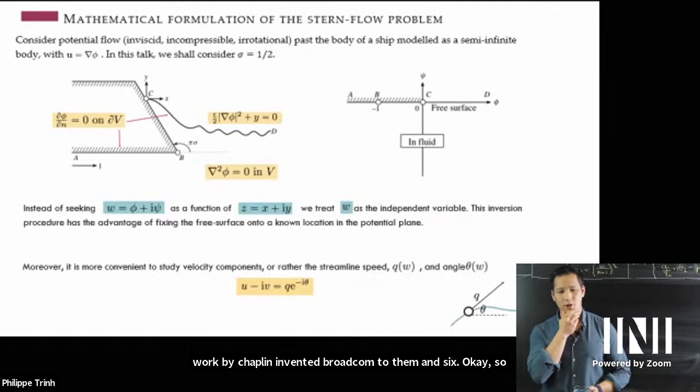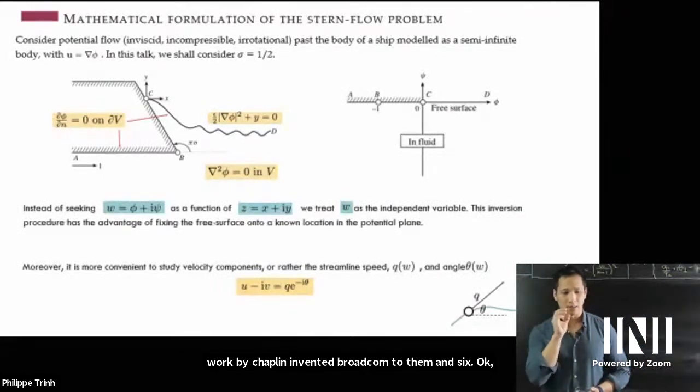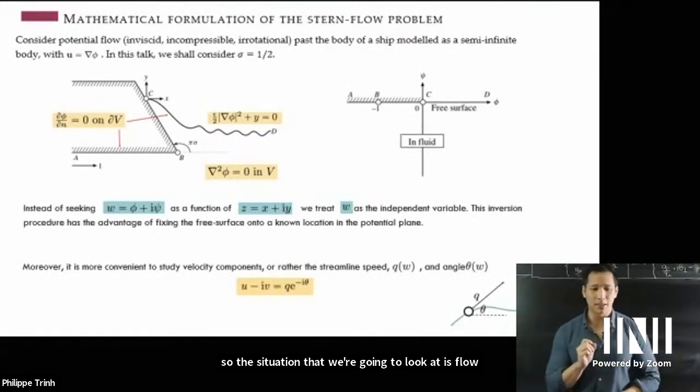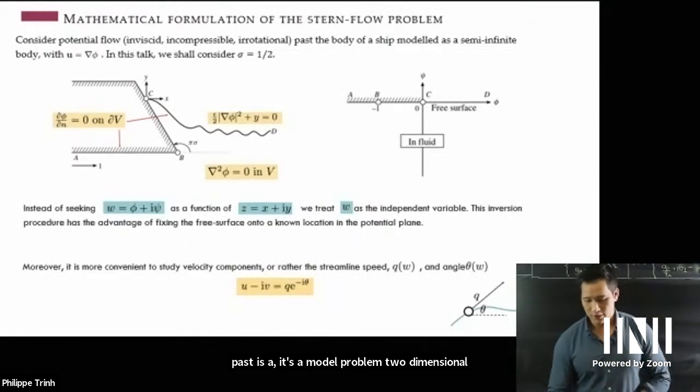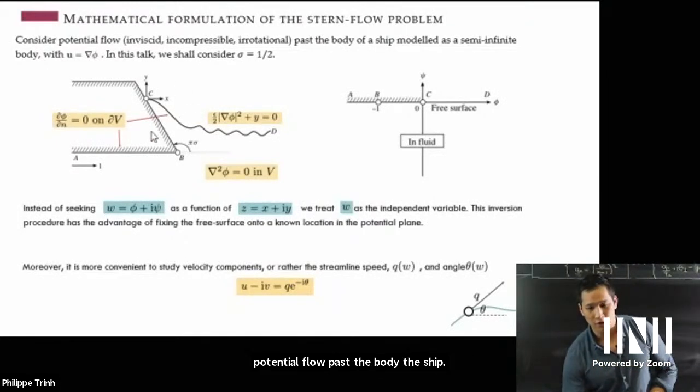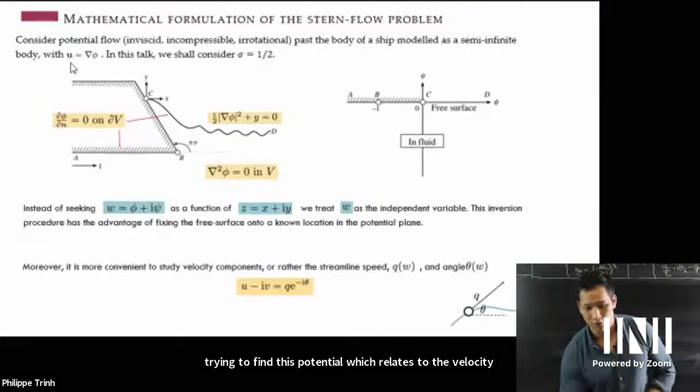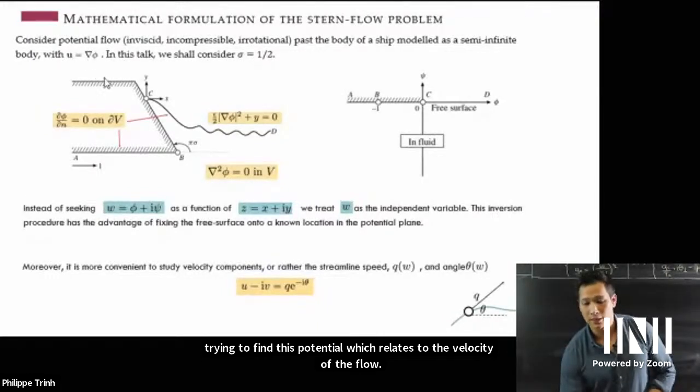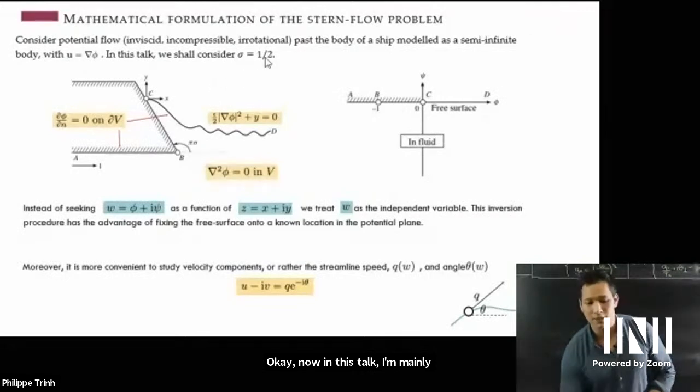Okay, so the situation that we're going to look at is a model problem, two-dimensional potential flow past the body of a ship. The figure on the left is the rear side of the ship, the stern, which you've modeled as a semi-infinite body. And you're interested in trying to find this potential, which relates to the velocity of the flow. Now in this talk, just for simplicity, I'm mainly going to be working with sigma equal to 1/2. That corresponds to a rectangular stern here. So sigma relates to the angle of the single corner.